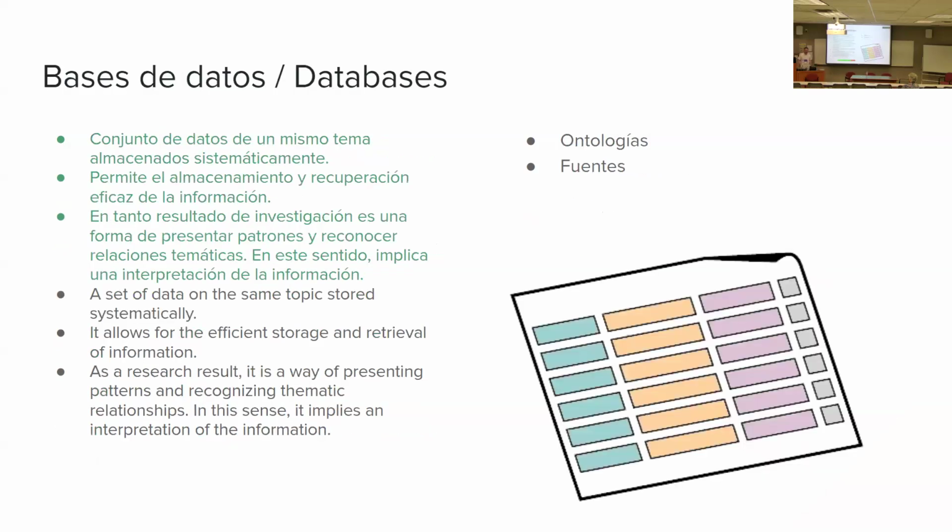Then we have databases, a set of data on a topic stored systematically. It allows for efficient storage and retrieval of information. And as a research result, it's a way of presenting patterns and recognizing thematic relationships. In this sense, it implies an interpretation of information.